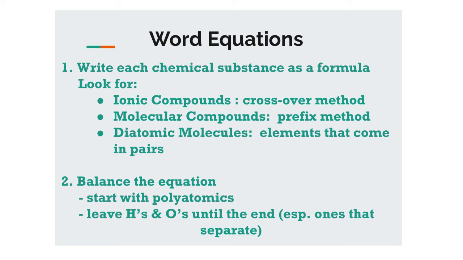Once we've written our chemical substances as formulas, we then balance the equation to show the proper ratios and quantities for both our reactants and our products. And we use the same rules that we talked about earlier in our balancing video.